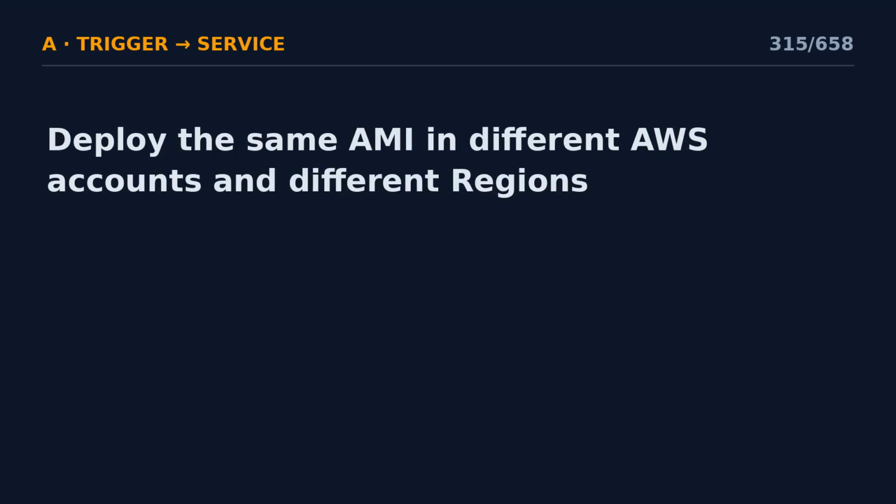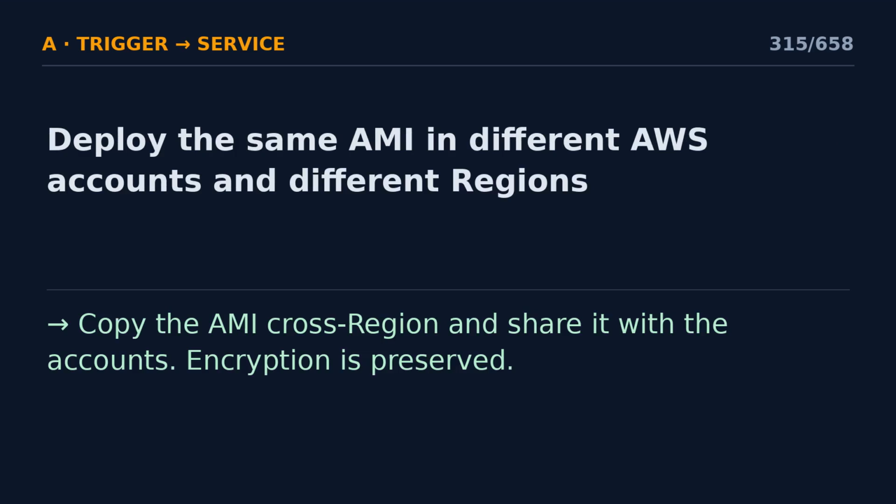Deploy the same AMI in different AWS accounts and different regions. Answer: copy the AMI cross-region and share it with the accounts. Encryption is preserved.